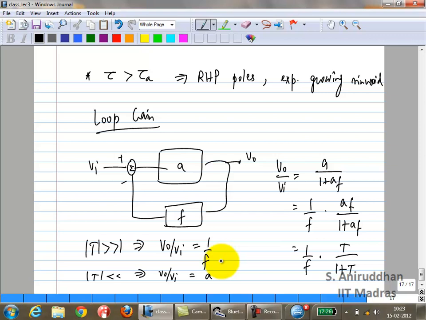So what does VO over VI equals A mean? It actually means you have no feedback, correct? If you had just an open loop system, if you gave VI here, you'll get VO there, and VO over VI would be A. So what this means is your loop gain, your parameter T, is quantifying the strength of feedback.